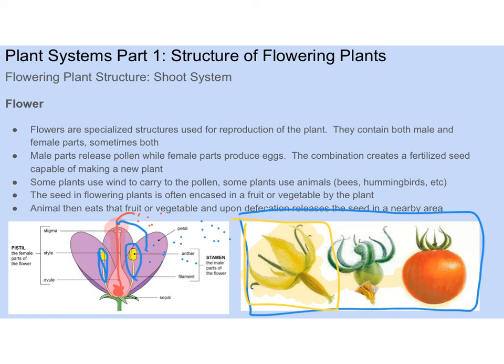That tomato could then fall on the ground. As it falls on the ground, it starts breaking apart. Those seeds get into the ground, and then you have a different tomato plant.